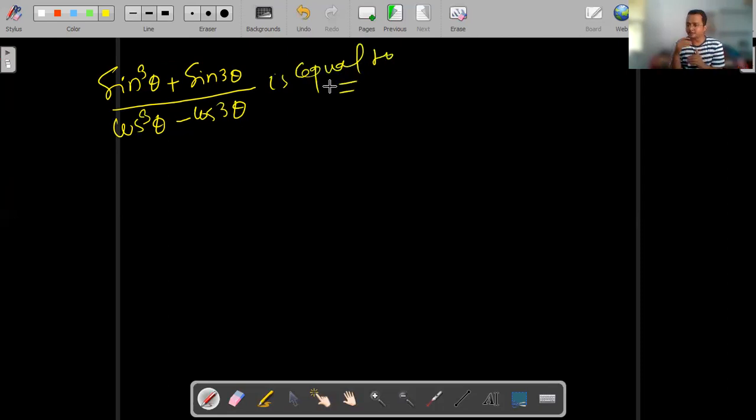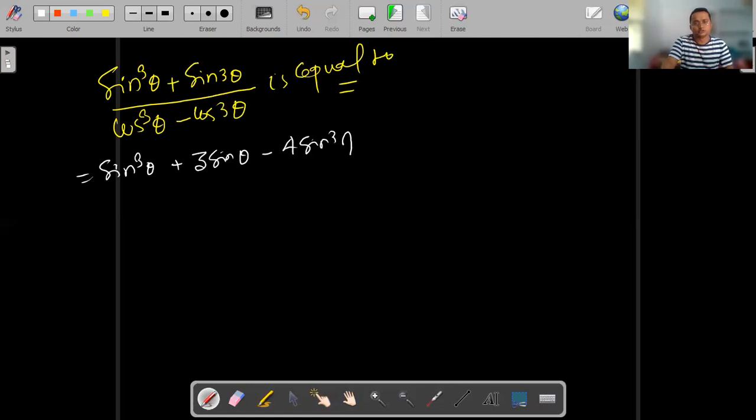See, actually, why I have given this question is because whatever formulas we have used, those formulas and our concept can be cleared by solving this problem. So see here what I have done. Sine cube, leave it as it is, sine cube theta. For sine 3 theta, this formula you have to apply: sine 3a is 3 sine a minus 4 sine cube a. Here theta is there, so better you write theta.